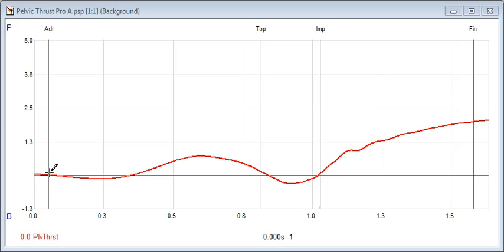The thrust is measured from the center of the pelvis. So we can see during the backswing, from address to top of backswing, initially the pelvis thrusts backwards just a little bit and then thrusts forward. Now we expect it to thrust forward a little bit because we're measuring the center of the pelvis, and the pelvis on the backswing for a right-handed golfer rotates around the right hip. So that means the center of the pelvis is going to move forward as well as to the right.